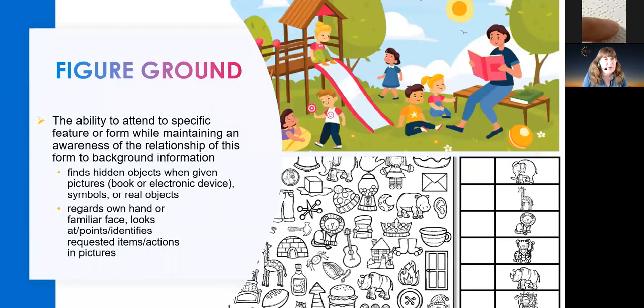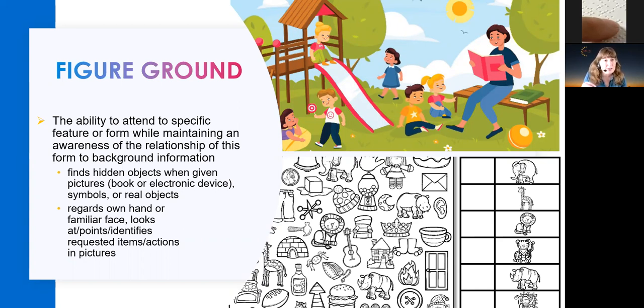The next area would be figure ground. This is the ability to attend to a specific feature or form while maintaining an awareness of the relationship of this form to background information. Can they find hidden objects when given pictures in a book or on an electronic device, symbol or real objects? The Where's Waldo books are fun to use for this, but they are very crowded.